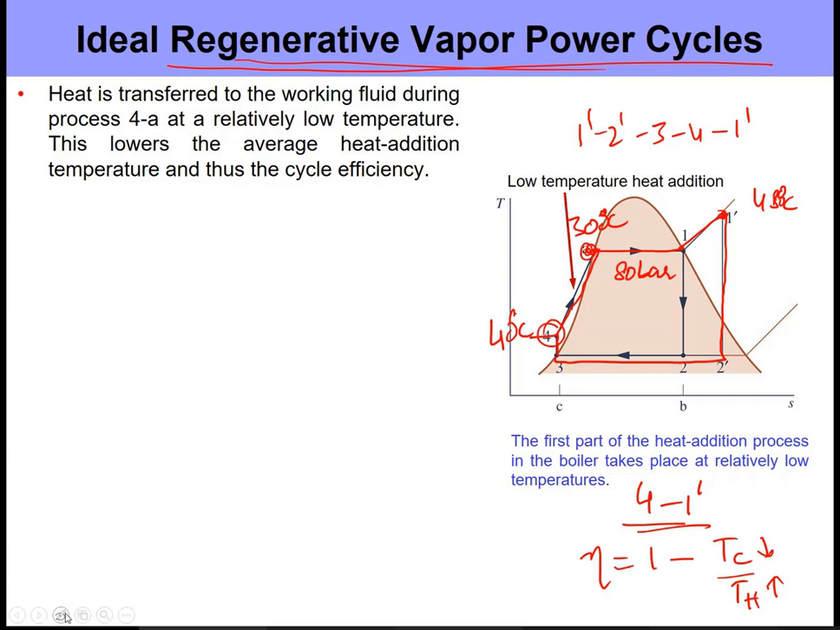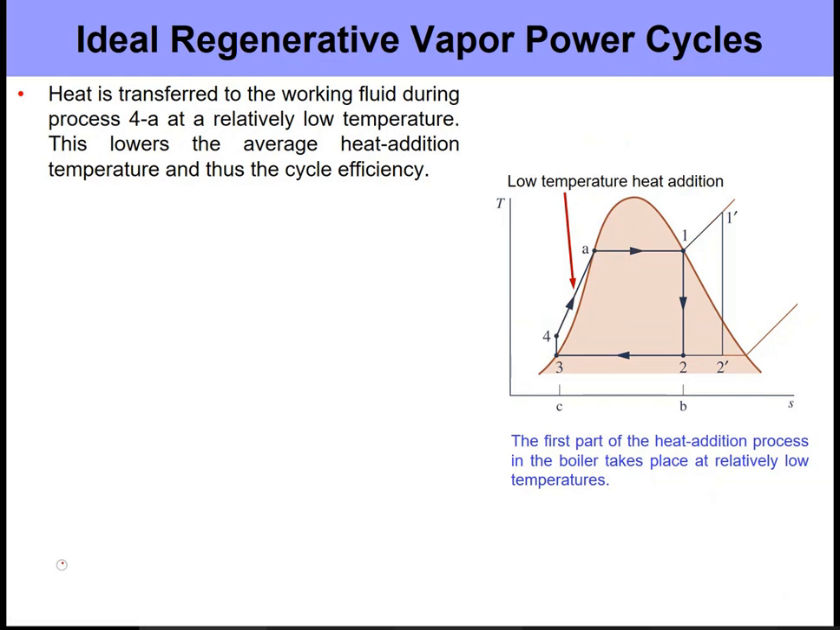So what we want to do is find a way in which we can increase the average temperature at which heat is being added. In very simple terms, instead of sending the water to the boiler at state 4, which is at a low temperature, I want to somehow heat it up and send it at a slightly higher temperature. I want to increase the average temperature at which heat is being added.